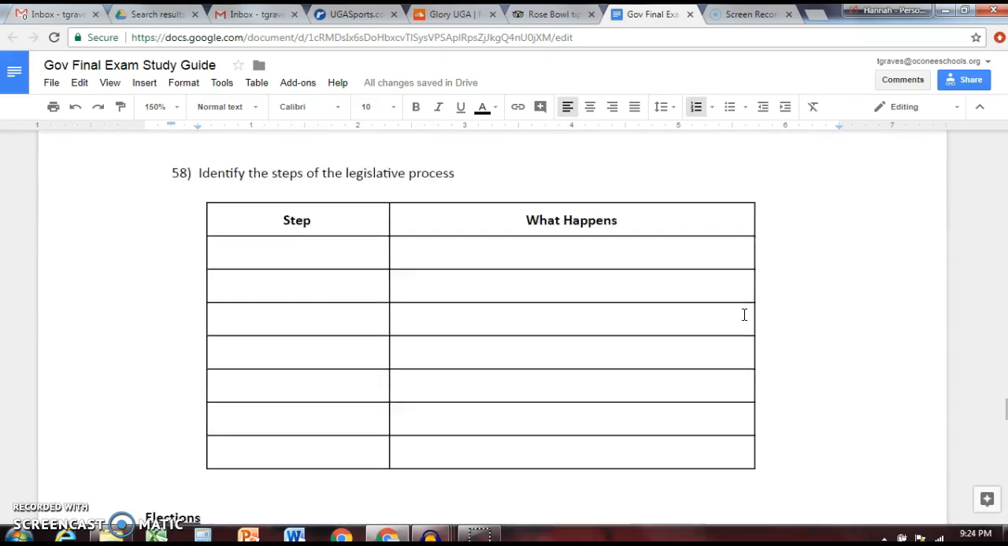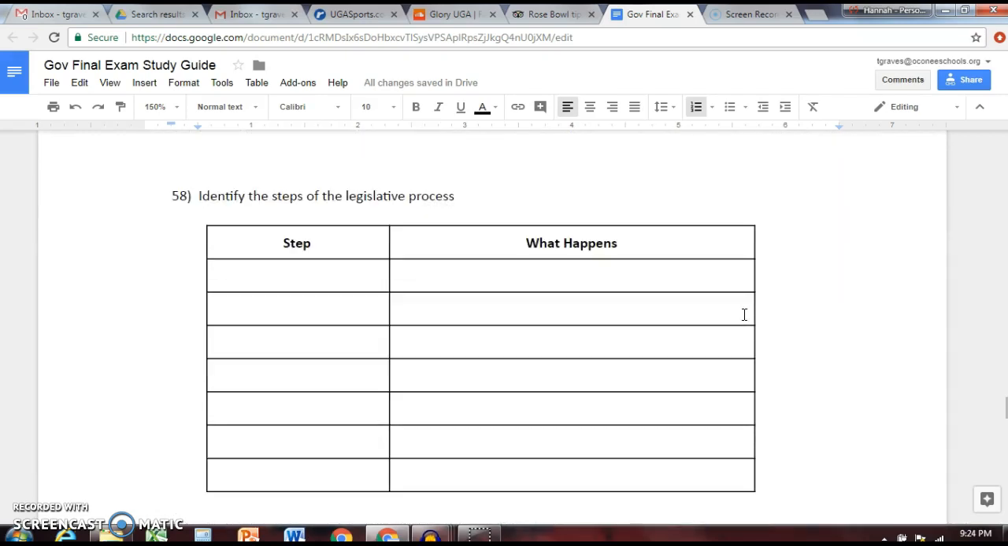Number 58, we'll run through this real quick, the steps of the legislative process. So I guess you could say step number 1 is the bill is introduced in one of the houses of Congress. It does not matter which house of Congress it's introduced in, unless it's a money bill, then it has to start in the House. Once the bill is introduced, step 2 is that it is sent to a committee. Once the bill is sent to the committee, they will refer it to a subcommittee.